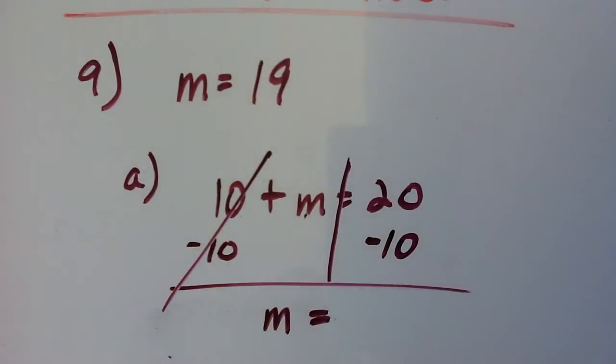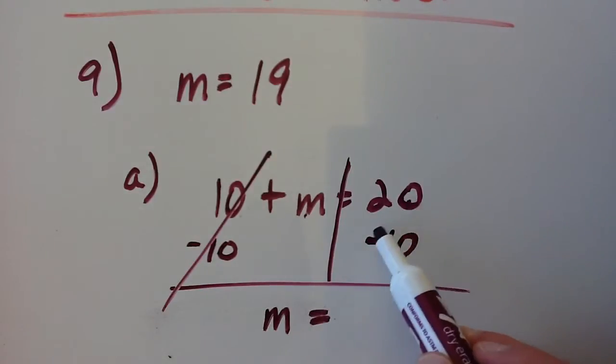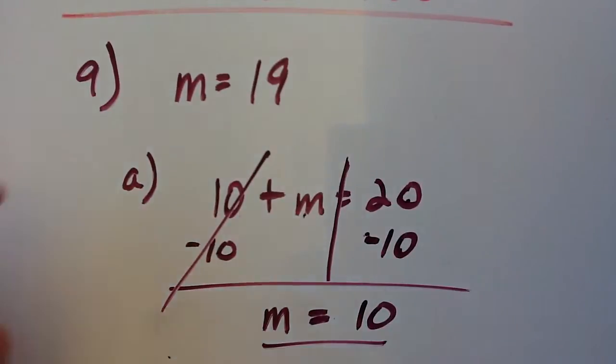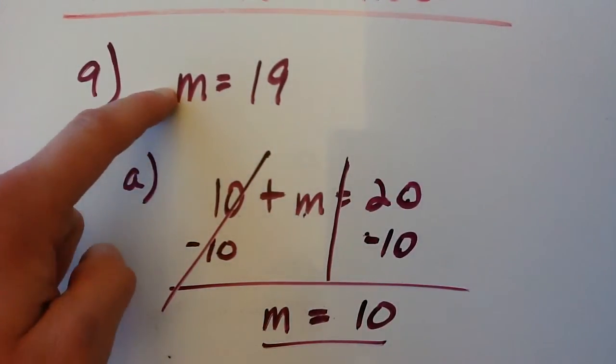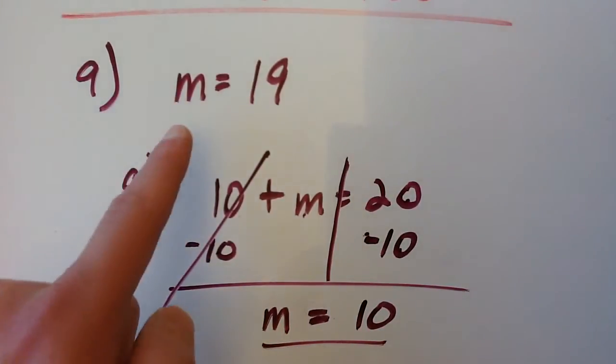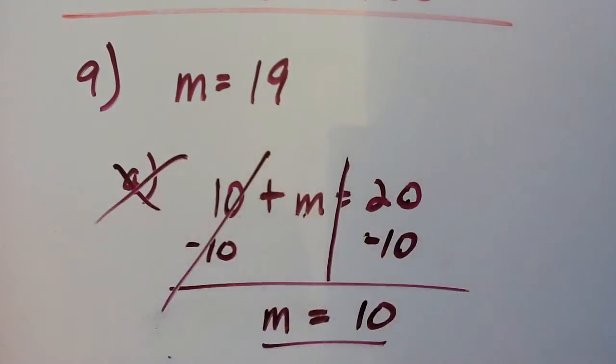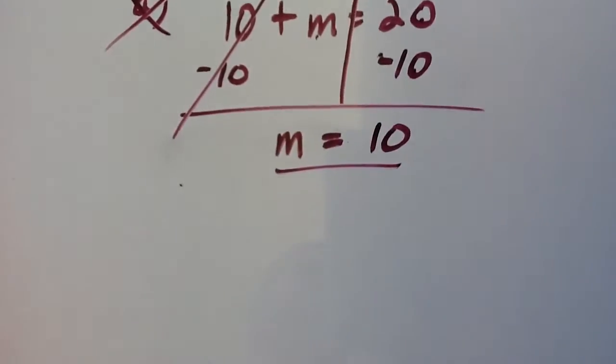We want the variable, in this case m, on one side of the equal sign and everything else on the other. Now on the right side we have 20 minus 10. What's 20 minus 10? Well, that's 10. So our variable in option A is m equals 10. That's not what we're looking for. We're looking for what equation m is equal to 19 in. So we're not going to choose letter A because in letter A m is equal to 10.